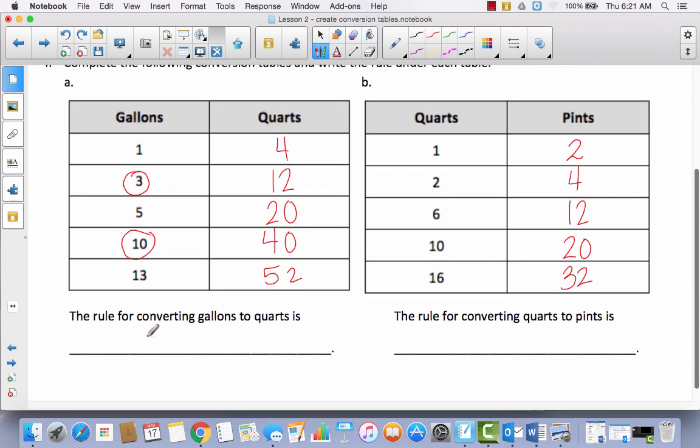All right, so the rule for converting gallons to quarts is, again, multiply by what? Multiply by 4, because quart means 4. And then quarts to pints, we multiply by 2.